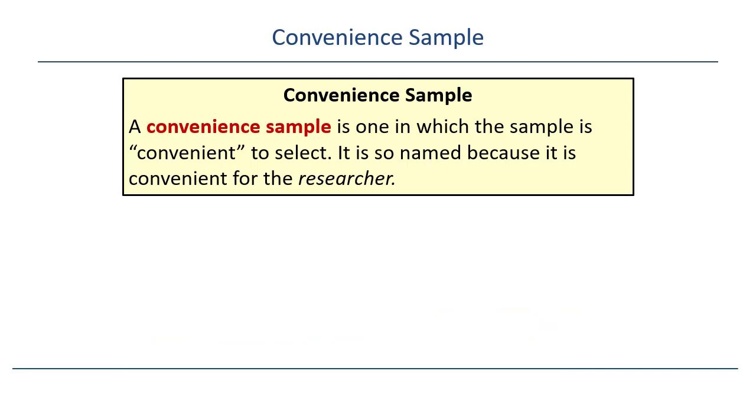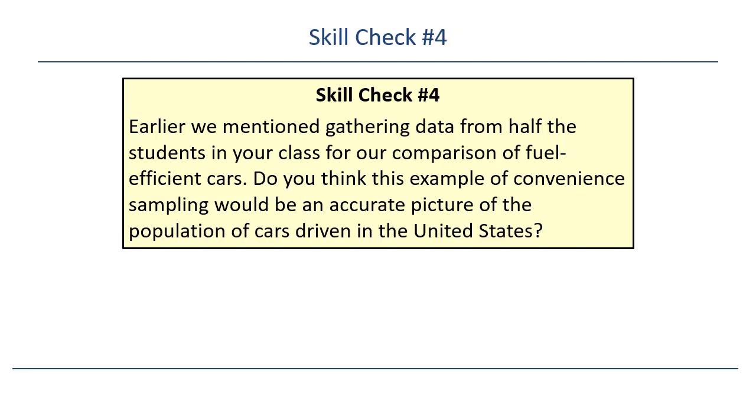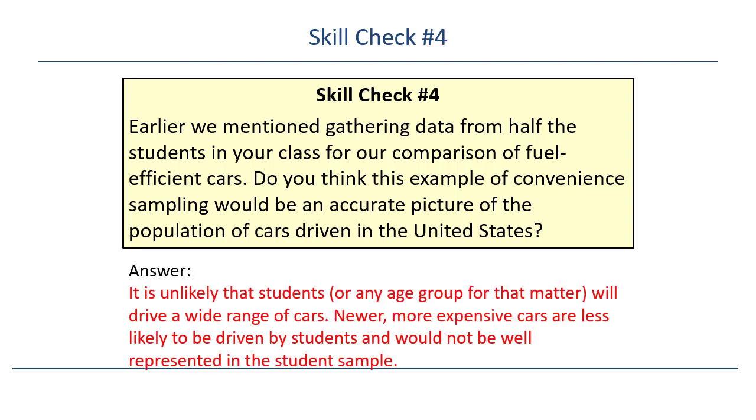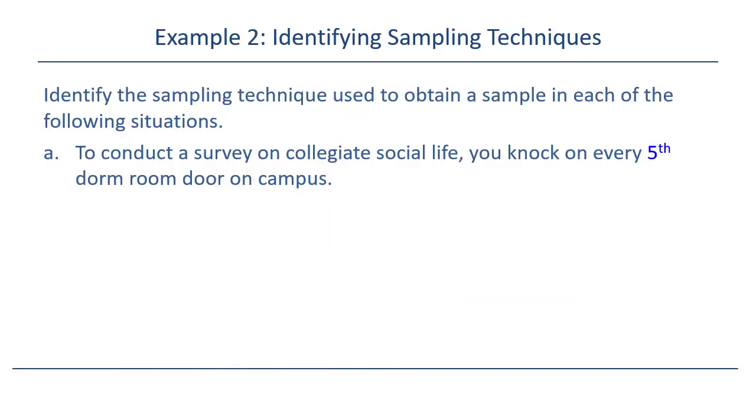A convenient sample is just what it says. It's a sample that you take that's convenient, right? You don't have the time and resources to go and get a really good representative sample, so you just take what's convenient. You just look around you and sample the things that are around you. So take a look at this skill check and see if you can answer that. And you can see that there are problems with that kind of sampling technique.